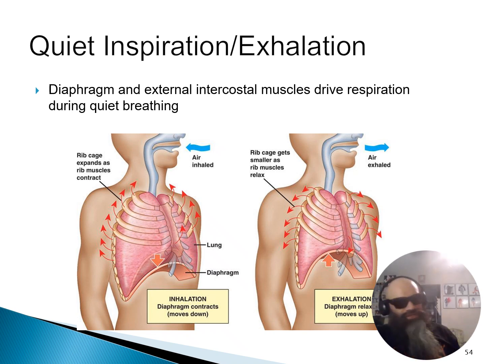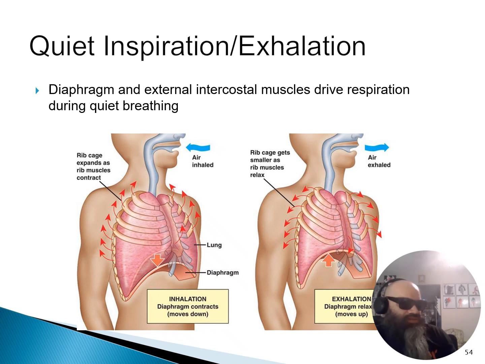So quiet inspiration, which is probably what's going on right now while you're sitting in class, basically consists of the diaphragm and the external intercostals driving that respiratory mechanism to allow you to breathe quietly. If I were to ask you what structures are involved with quiet inspiration and exhalation, you're going to say the diaphragm and external intercostal muscles. Because you're just sitting there relaxing, listening to lecture, paying close attention, taking great notes. The rib cage will expand due to its costal cartilage insertions to the sternum, as we discussed in the last PowerPoint.